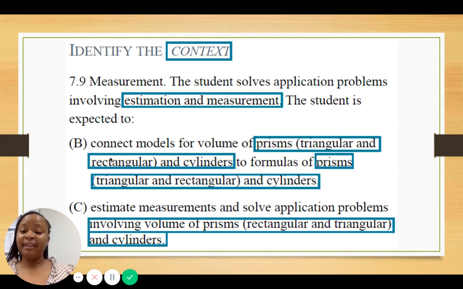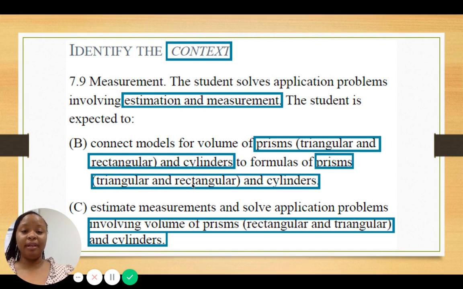Now I need to get more specific. Okay, so I said we're connecting, and what were we connecting? Models for volume and formulas. So models for volume, volumes are what? It tells me here, prisms. What kind of prisms? Triangular and rectangular. And also cylinder, volumes for cylinder. What kind of formulas do I need? Prisms. What kind of prisms? Triangular and rectangular, and I also need cylinders. So my context gives me my parameters.